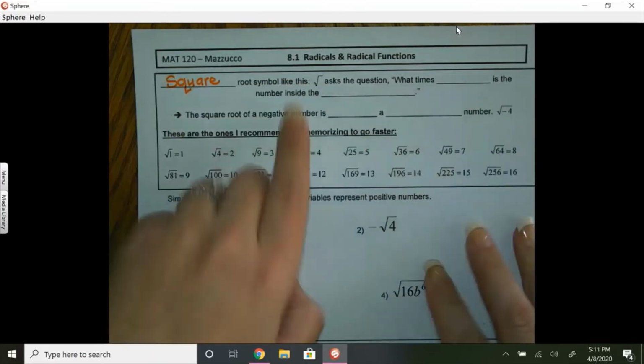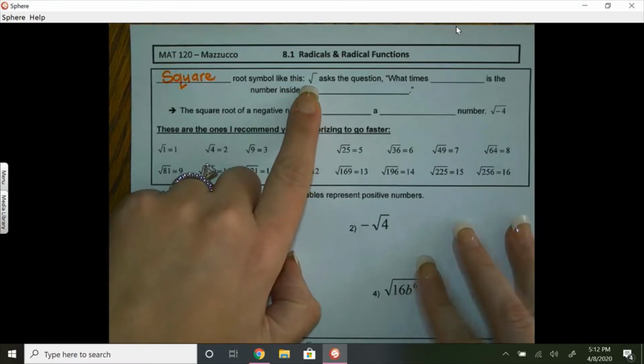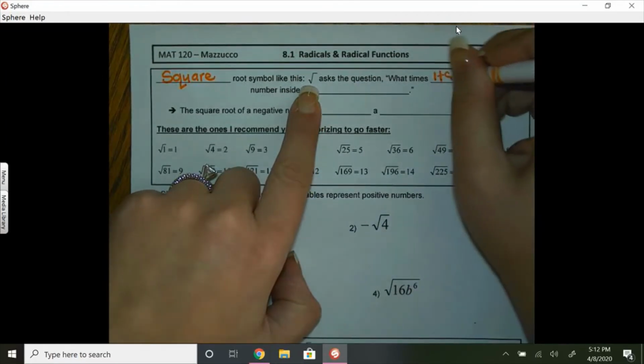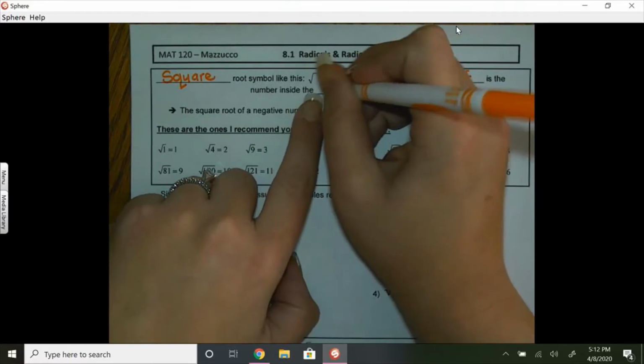So a square root symbol looks like this. And when you see this symbol, it means what times itself. So what same number times that number gets you the number that's inside the radical.